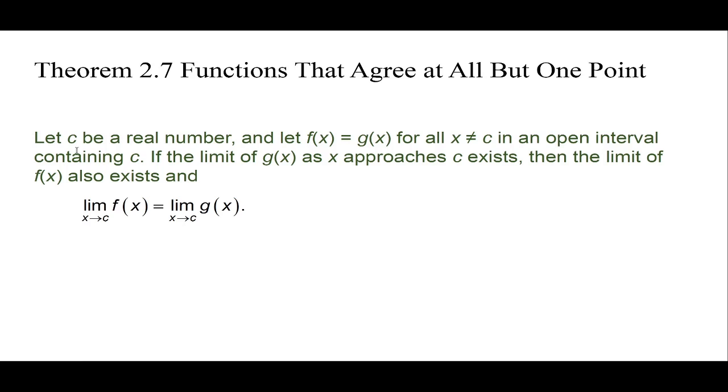So we're going to talk about some strategies for finding limits. Okay, theorem 2.7, functions that agree at all but one point. Let's assume that there are two functions f of x and g of x, and they are equal except at one point c, and we would like to find the limit of these functions when x approaches c. If they are equal everywhere else, then the limit of the first function and the limit of the second function when x approaches that point where they are not equal has to be the same. That's the meaning of this theorem.